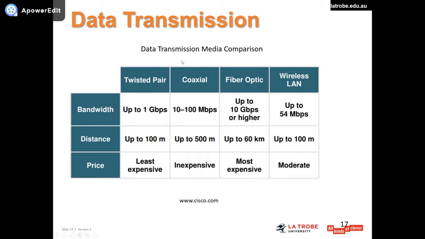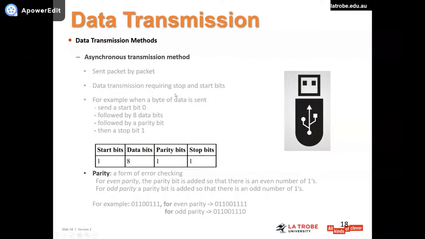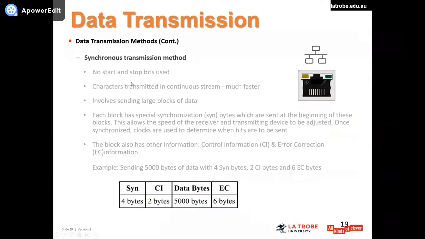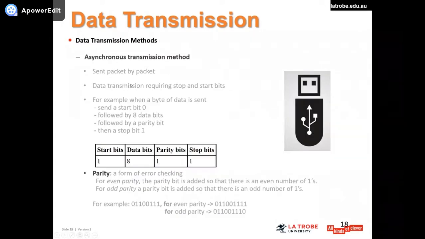Then comes to another important part, data transmission method. So asynchronous methods and synchronous methods. For the asynchronous methods, why it is important, and what does the frame look like? Start bits, data bits, parity bits, and stop bits. So what is the usage of each bit? And how do you calculate the transmission efficiency of the asynchronous transmission?